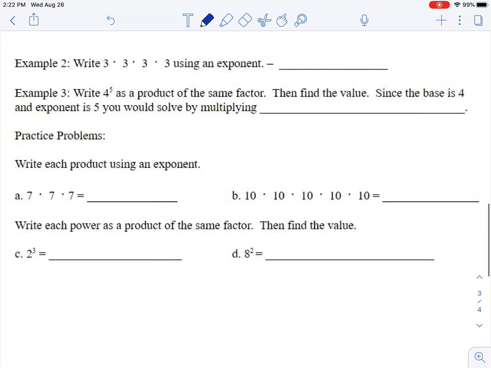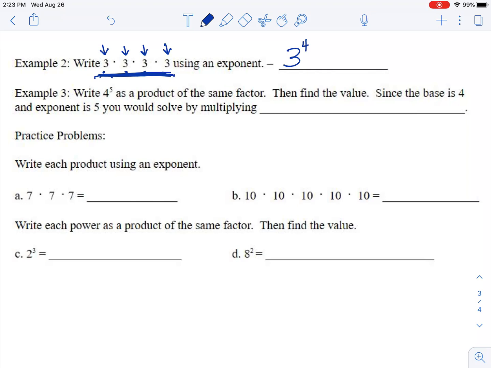Okay, so let's look at this other example. What if I gave it to you backwards and I said, write 3 times 3 times 3 times 3 using an exponent? Well, what number is being multiplied over and over and over again? The 3. So that's going to be my big number. That's going to be my base. How many 3s do we have? 1, 2, 3, 4. So that would be 3 to the 4th. The 3 is my big number because it's what's being multiplied over and over again. The 4 is my exponent because there's 1, 2, 3, 4 3s.